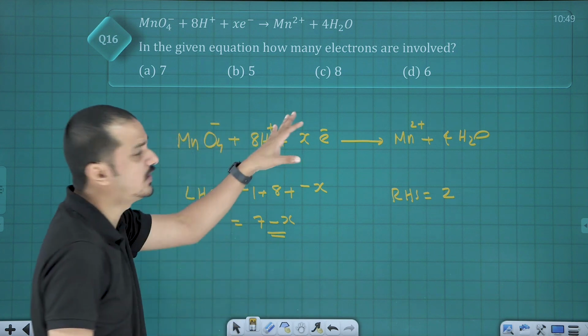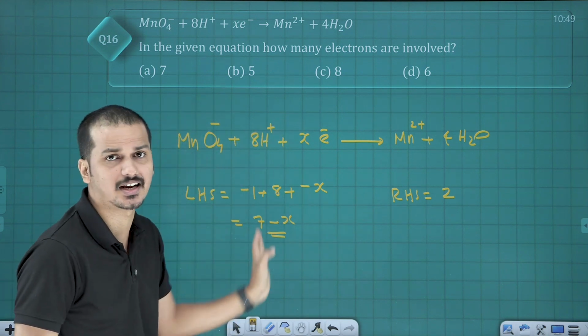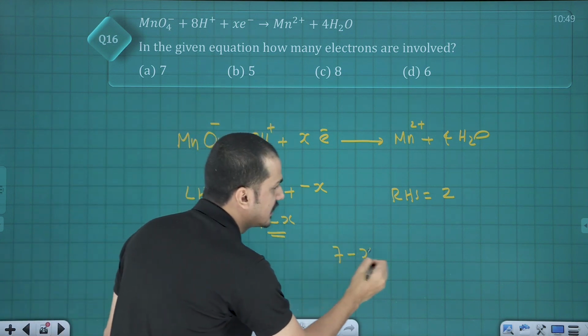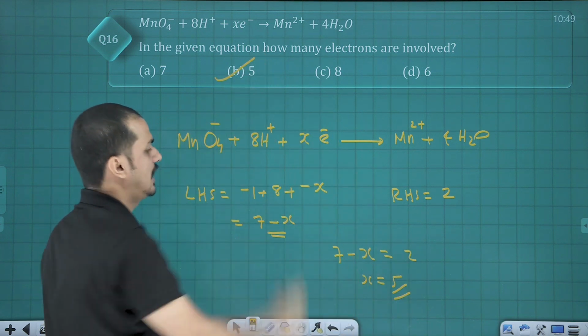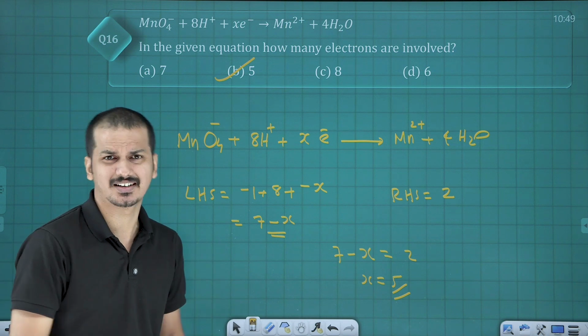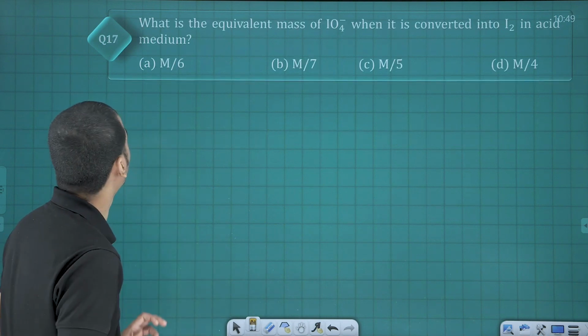So if it is balanced, the right hand side and left hand side are equal. That means 7 minus X should be equal to 2. X equals how much? 5. 5 will be the answer. So 5 electrons should participate. Clear? Simple, direct question. We can move to the next question.